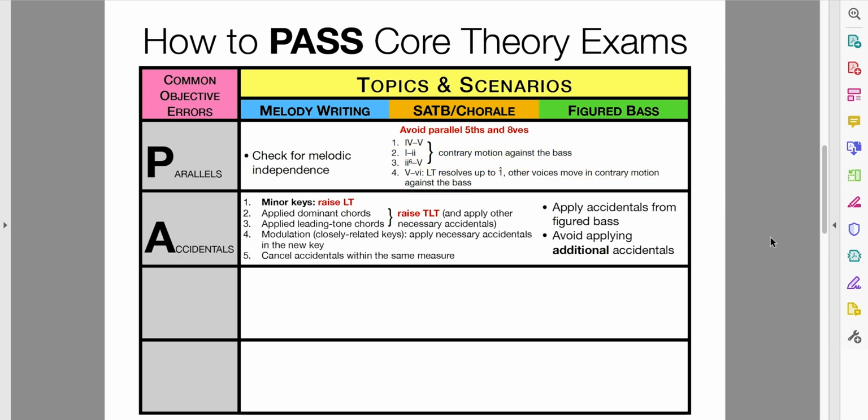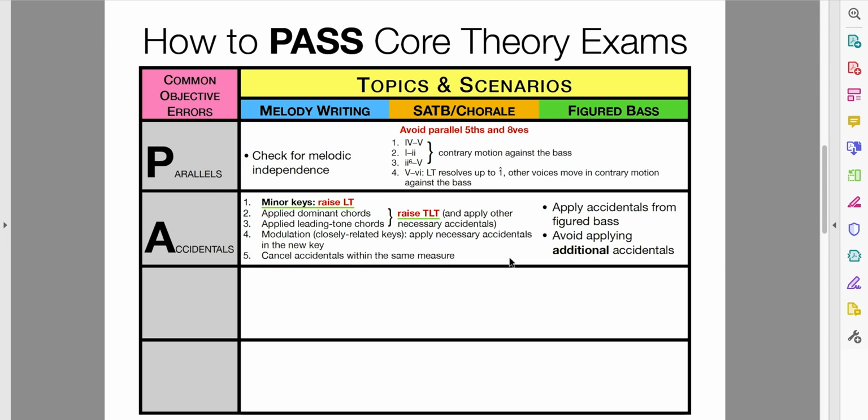Next, accidentals. Here I've listed 5 scenarios where we would have to deal with them. First, in minor key passages, leading tones have to be raised. If you want to expand on this, you could go into the use of the melodic minor form and review raising or lowering of the submediate and leading tones. In the second and third scenarios, when writing applied dominant or leading tone chords, the temporary leading tones have to be raised, along with any additional accidentals.